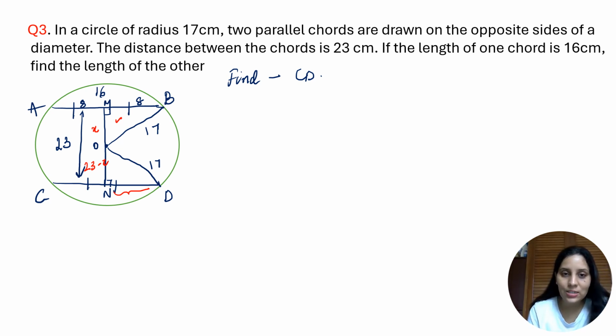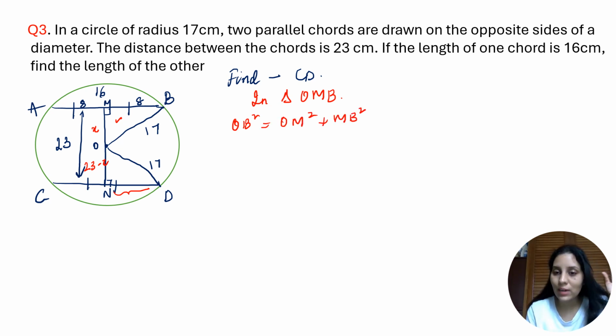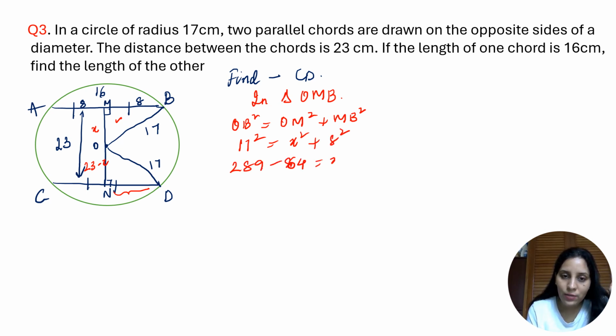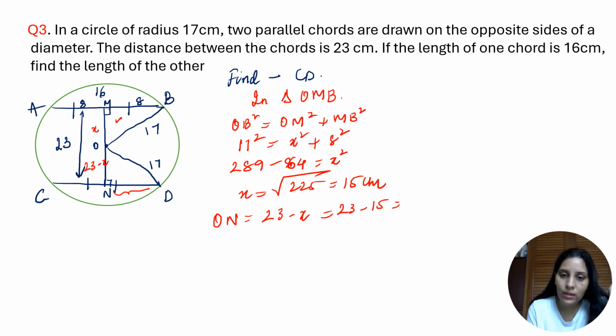So I can consider this triangle. In triangle OMB, applying Pythagoras theorem, OB square equals OM square plus MB square. Whenever you have a right angle triangle, always apply Pythagoras. Now OB, 17 square, is equal to X square plus 8 square. So from this we can get X. X is root 225, which is 15 centimeters. So if X is 15, ON, that is 23 minus X, 23 minus 15, is equal to 8 centimeters.